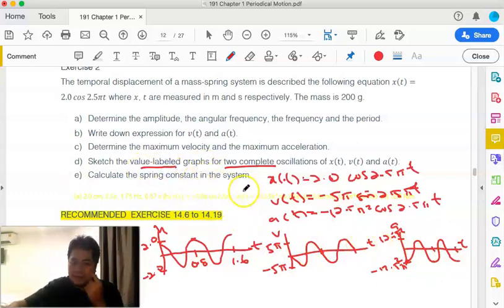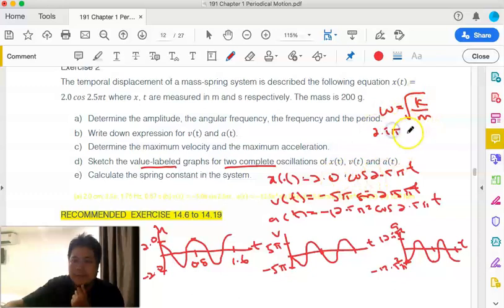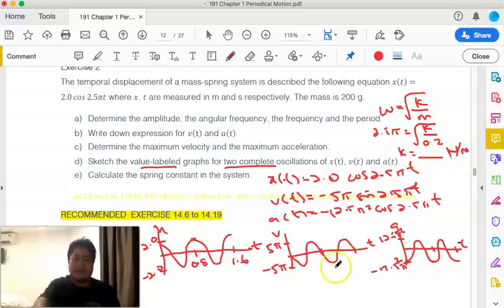Okay, so these are the value-labeled graphs. And lastly, for the spring constant, you have omega equal to the square root of k over m. You know omega and m from here. Omega is 2.5 pi and m is 0.2 kilogram. So k should be some value, so calculate it, and the unit should be newtons per meter.